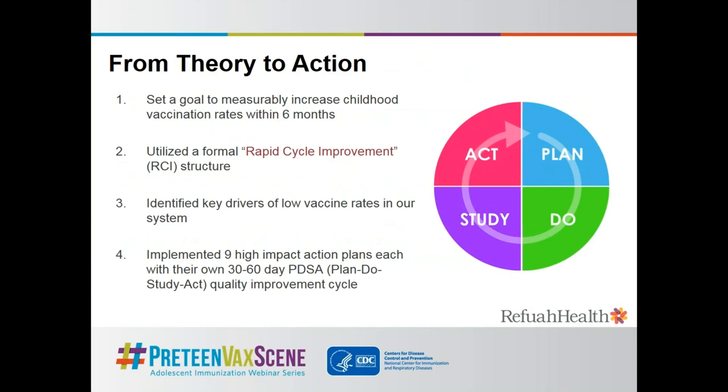So armed with that information, we set a goal to measurably increase childhood vaccination rates within 6 months. We used a rapid cycle quality improvement structure, which I'll talk more about in the next slide. And through that, we identified key drivers of low vaccine rates in our system. And we implemented 9 high impact action plans, each with their own 30 to 60 day PDSA cycle. PDSA, or Plan, Do, Study, Act, essentially describes the iterative process by which you design an intervention, implement it, measure its impact, adjust the intervention, and then repeat the cycle. Next slide.